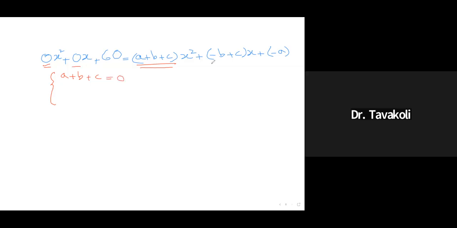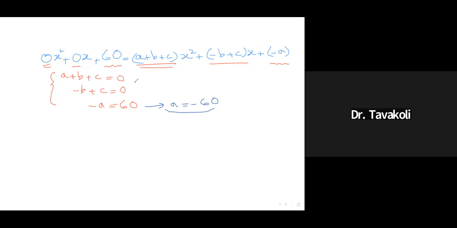This 0 is the same as −b + c, so −b + c is 0 as well. And 60 is −a. So −a is 60. The last equation is quite simple because if −a is 60, a itself is −60. So this is a.